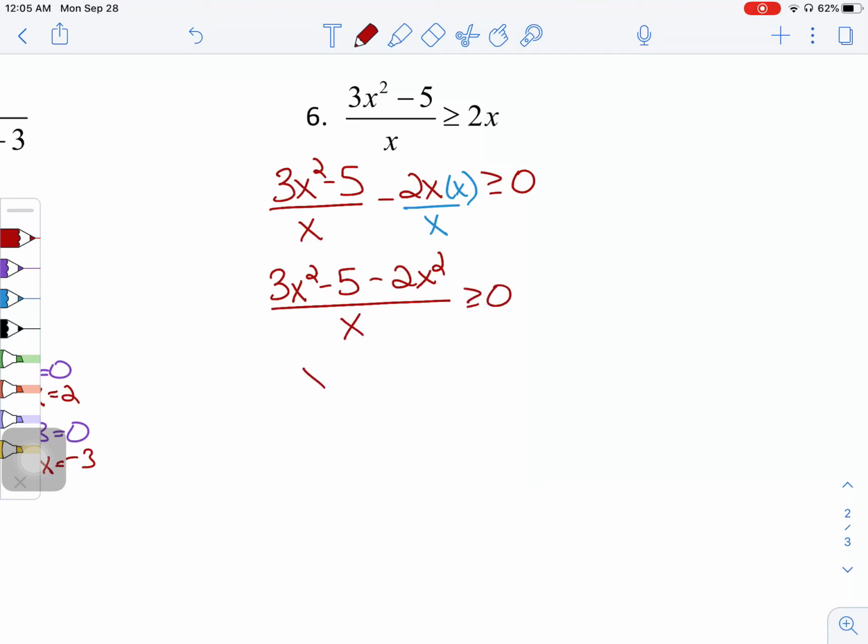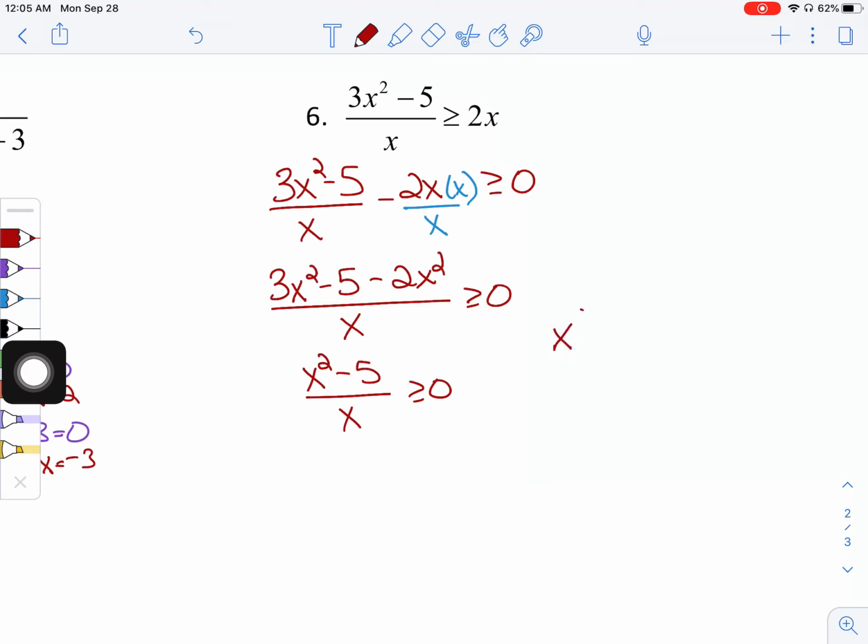Let's combine some like terms. We're going to get x squared minus 5 over x greater than or equal to 0. Here's the thing that's going to be a little bit of a mess with this one. This particular numerator doesn't completely factor nicely, but you can solve it for your critical values.